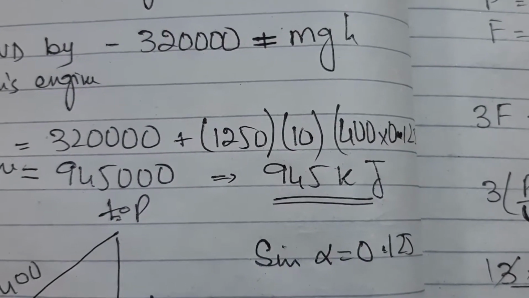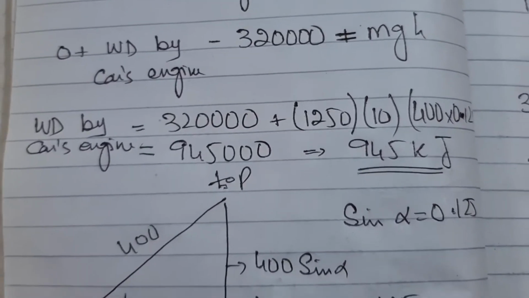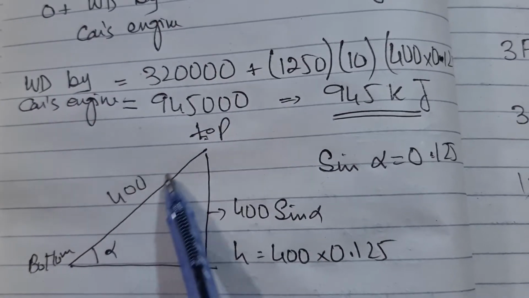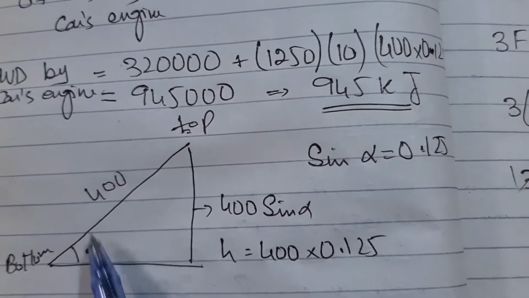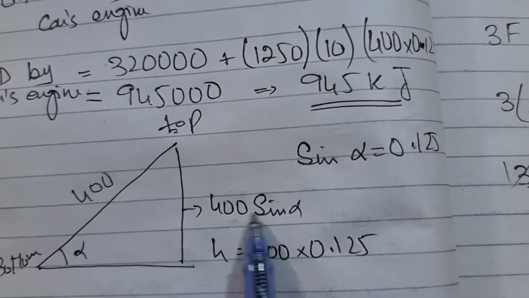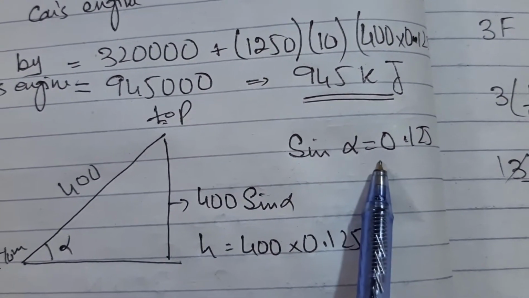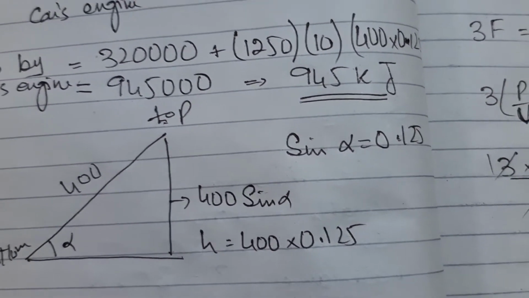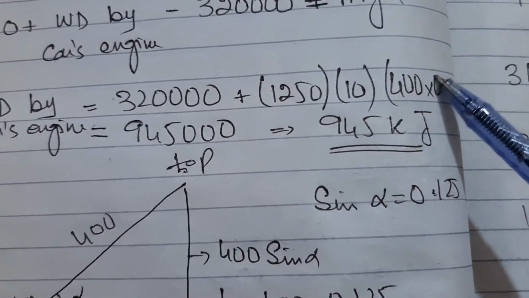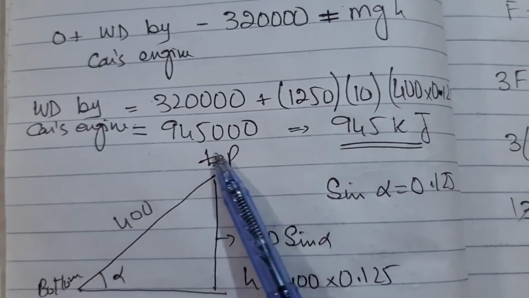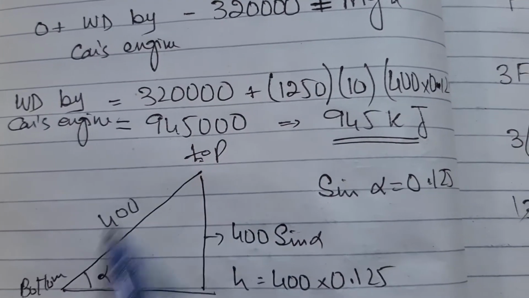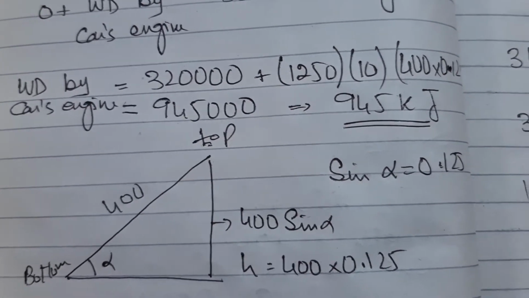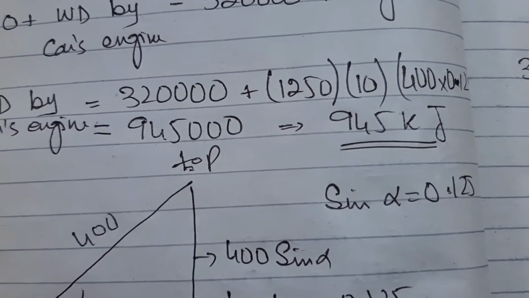You want to see how you got this h? Okay, so let's see. Here is the sketch of the question. The car is going up like this. It was sine alpha here. So what will this side be? It will be 400 sine alpha, and sine alpha was given to you in the question. So it is 400 times 0.125. This is how you found the height which you are substituting here. After that it is simple calculation and you got 945 kilojoules work done by the car engine, right?